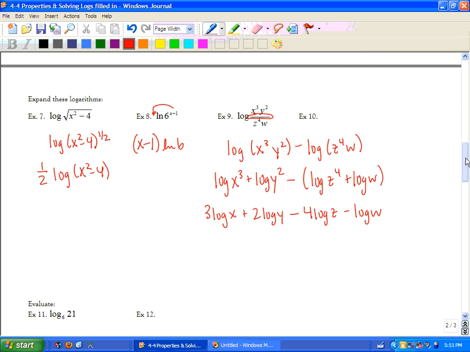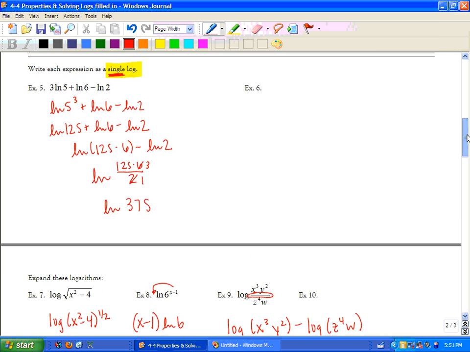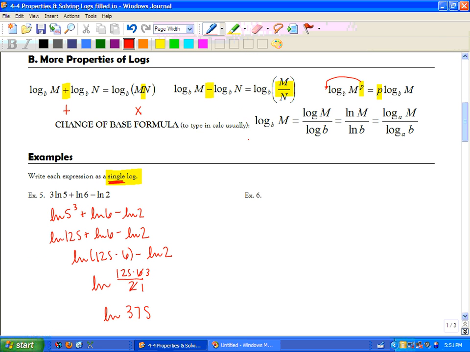The last formula that we didn't really talk about is the change of base formula, and this is what allows you to type something into the calculator. So you can change it to the common log, which is log base 10, which allows you to type it in your calculator. Or you could do natural log, which is log base e. Or really, you could change it into any base that you wanted to, so any log base a.